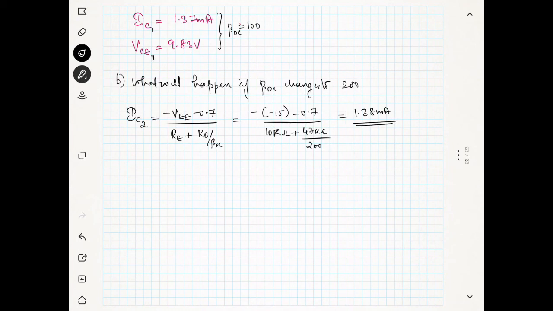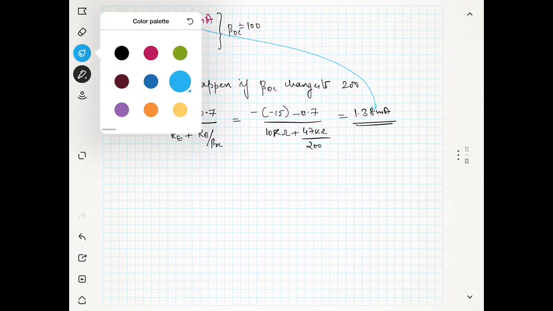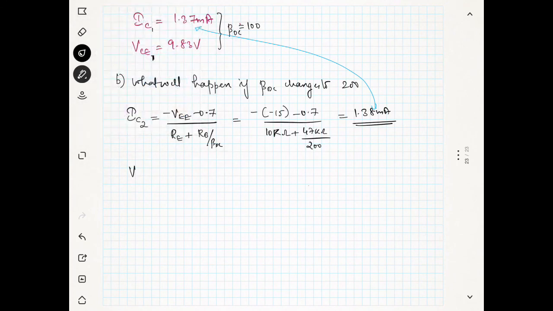You see here, if you compare with the old value, the change is very small, right? The change is very small. That's why we are calling it a very good or a very stable biasing technique. Okay, now we will find VCE2. VCE2, you know that it is nothing but VCC minus VEE minus IC into RC plus RE.